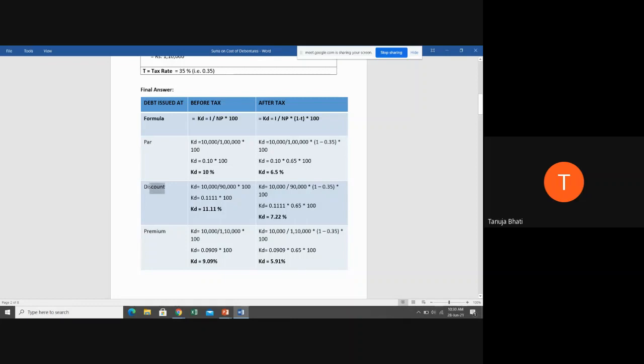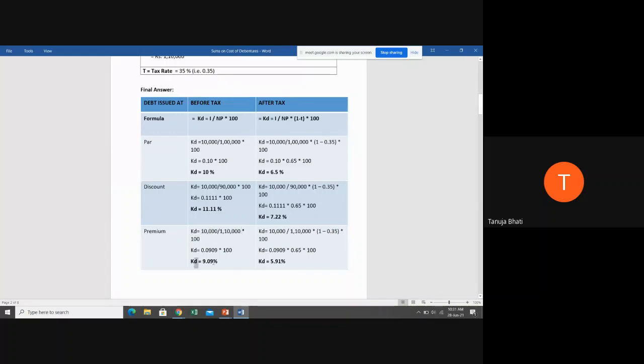Next, discount. We know that the interest is 10,000 and we know that the NP in case where the debentures are issued at discount is 90,000. When you solve this particular formula, you get the answer as KD is 11.11% when the debentures are issued at discount. Similarly, when the debentures are issued at premium, we know that the interest remains the same for everything. Next, NP in case of debentures issued at premium is 1,10,000 into 100.